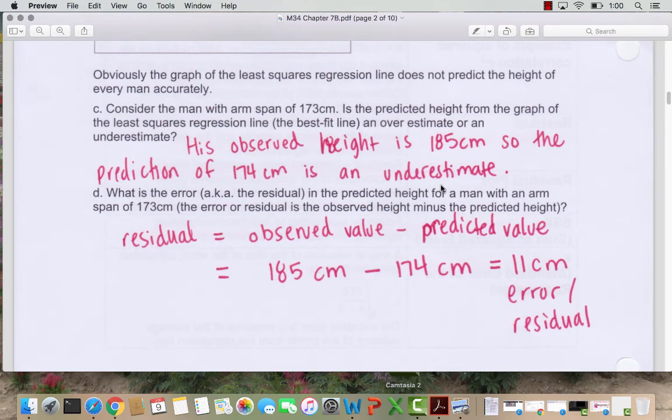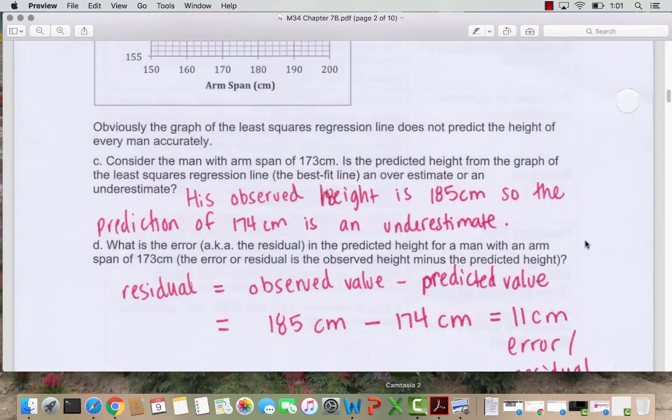So obviously our least squares regression line isn't going to be a perfect prediction for every man. So we want to think about how far off they are. The man with the arm span of 173 centimeters, his observed height is 185 centimeters. So the prediction is an underestimate. When we do the calculation, we want to think about, what's the error or the residual? So we say, what's the observed value minus the predicted value? And 185 centimeters minus 174 centimeters, we get a positive 11 centimeter error, the residual.